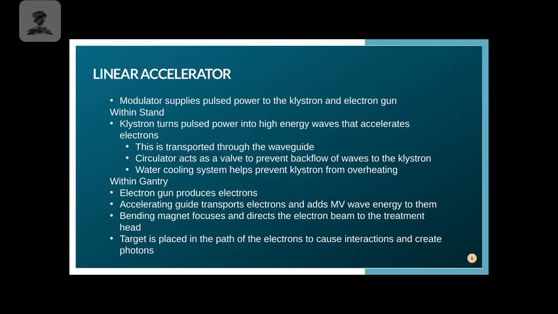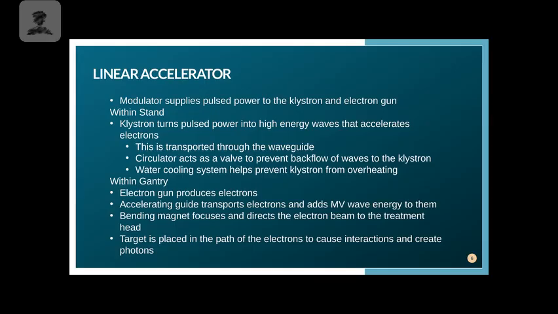A lot of times we will have a water cooling system that helps prevent the magnetron and the modulator from getting too hot. That's more within the back side of this drive stand where it doesn't really move. But then within the gantry, after the electron gun produces those electrons, the accelerating guide is in the gantry, and it's going to transport them and add the megavolt wave energy, and then it will be bent at the bending magnet to be directed down towards the patient.